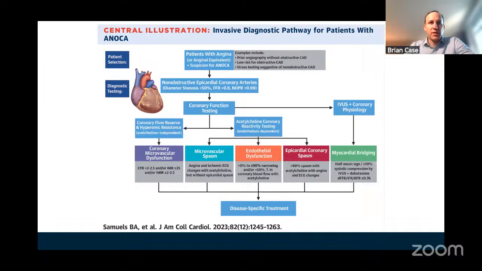This is a beautiful review by Bruce Samuels and other co-authors that was published in JACC in 2023 that I really recommend your group read. It talks about a lot of what I just spoke about, doing a full coronary functional testing, the tips and tricks I talked about, and then the bucket list of diagnoses that we evaluate for patients.